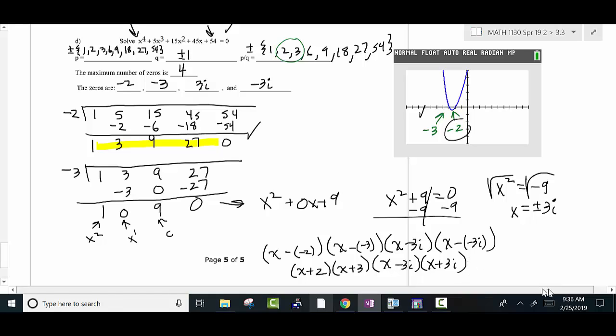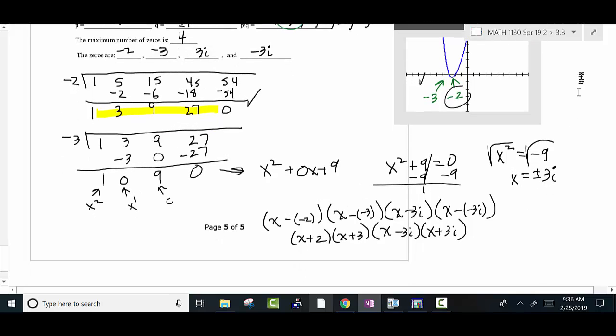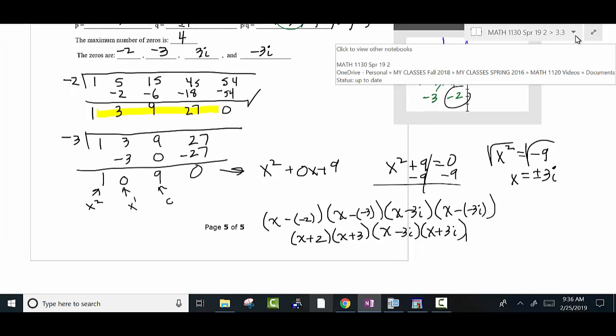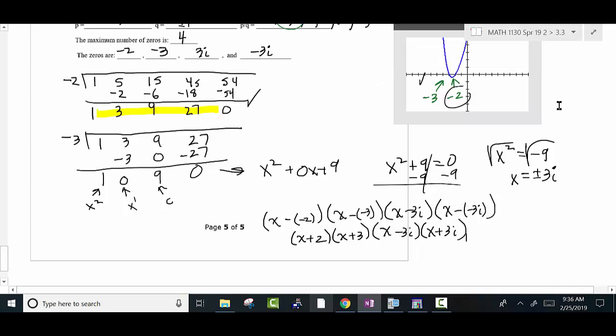We used to, when I was a college algebra student, we had to just do the P over Q and just try stuff until we found one. And you'd wad up your paper, and we don't want to do that anymore. We just want to use our technology to help us. Okay, any other questions about anything on this?